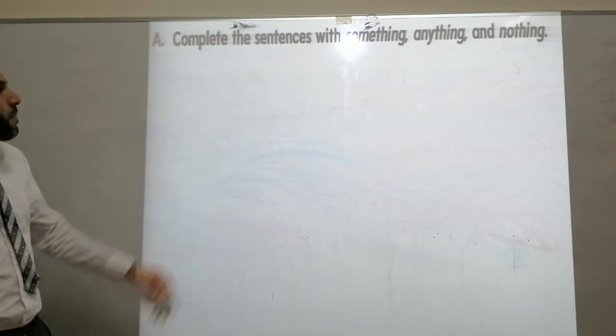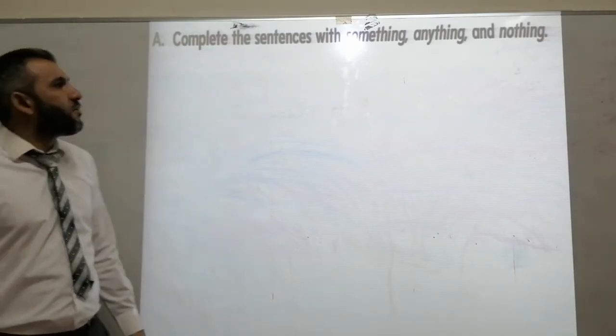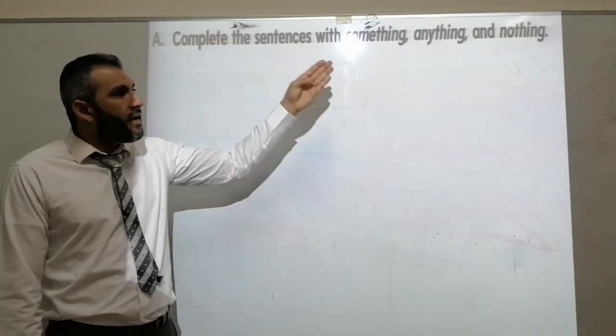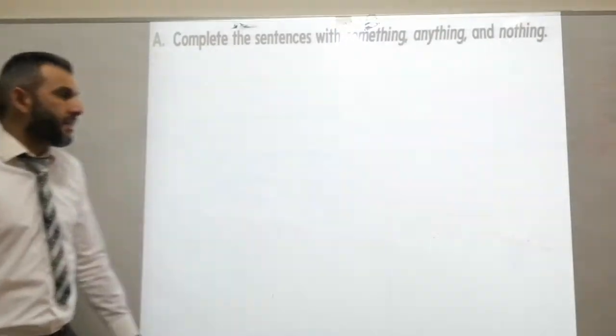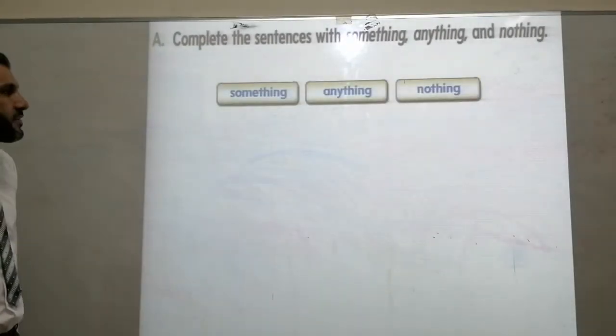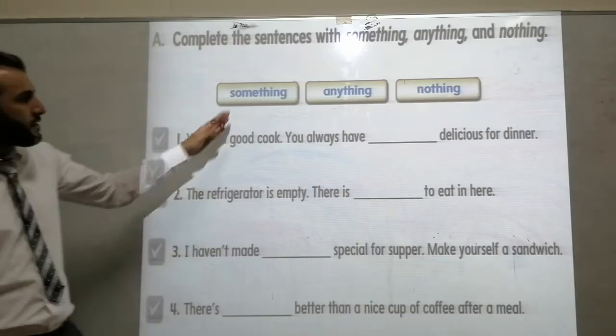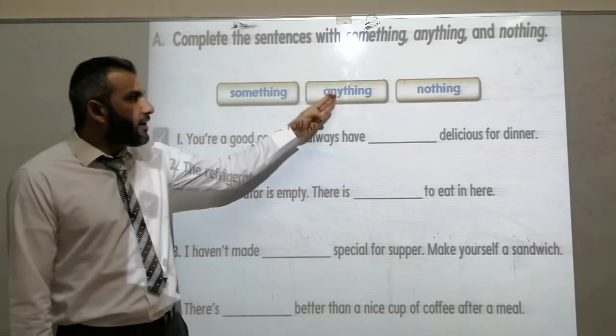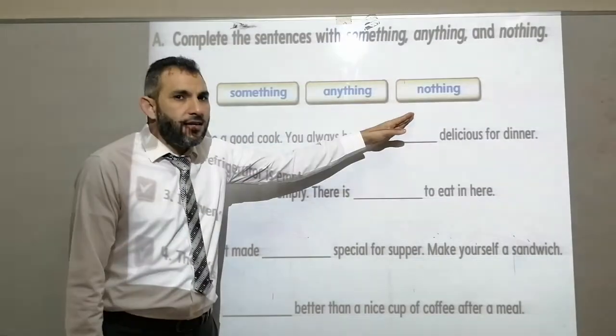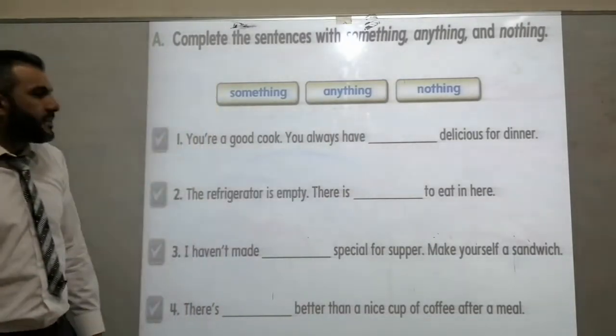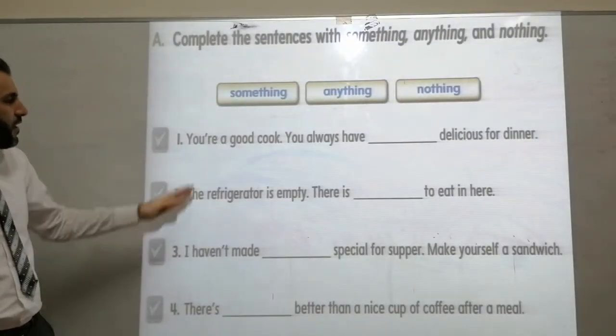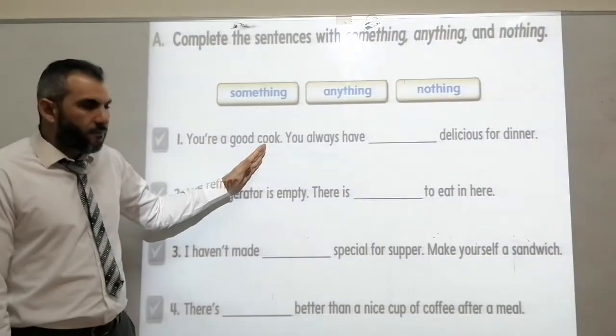Exercise number 1. Complete the sentences with something, anything, and nothing. Here we have the words, as you see: something, anything, and nothing. Okay, let's start.